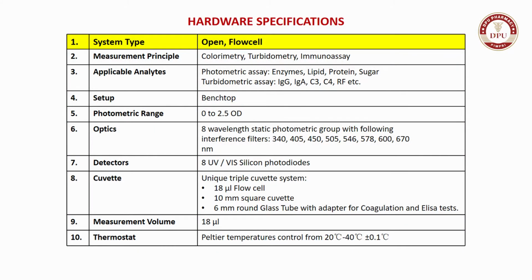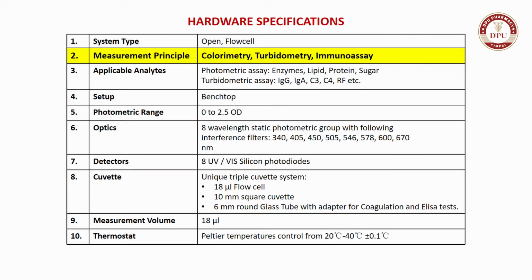Further on, let's study the features of the analyzer. Moving to hardware specifications, the system type is open and flow cell. Second, the measurement principle on which the device works is colorimetry, turbidimetry, or immunoassay based, depending on the assay reaction which you are carrying out.